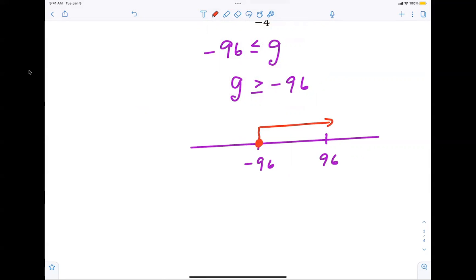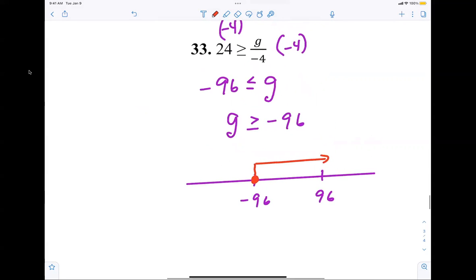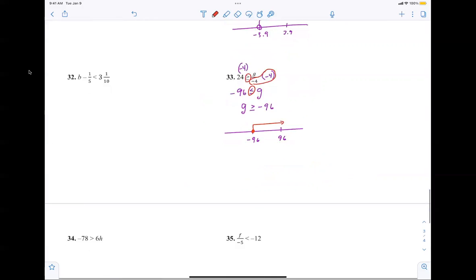Since they already started off with greater than or equal to, wouldn't it end off with less than? Well, the first thing you had to do is when you multiplied by negative 4, you had to change the sign. You with me? You had to change the sign twice. Okay, Sophia, you're up, 35.